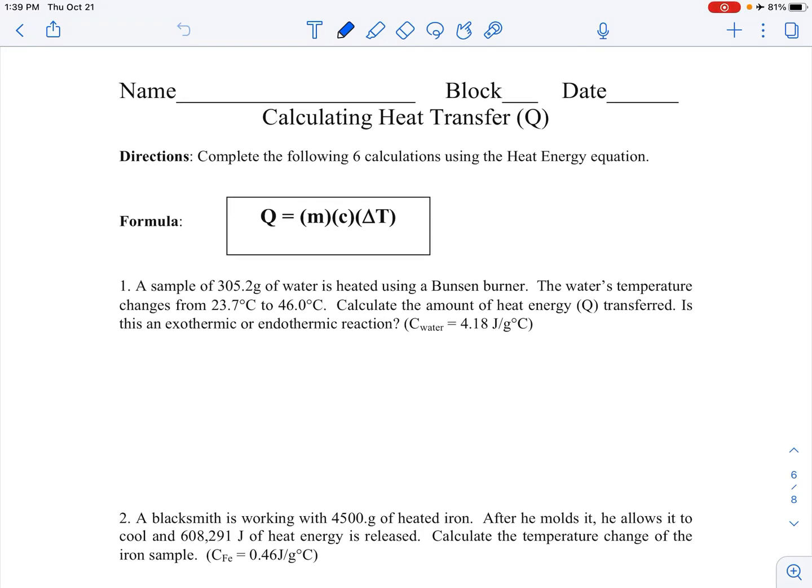Okay, so you're going to need reference tables here and a calculator. Maybe not reference tables, but definitely a calculator.